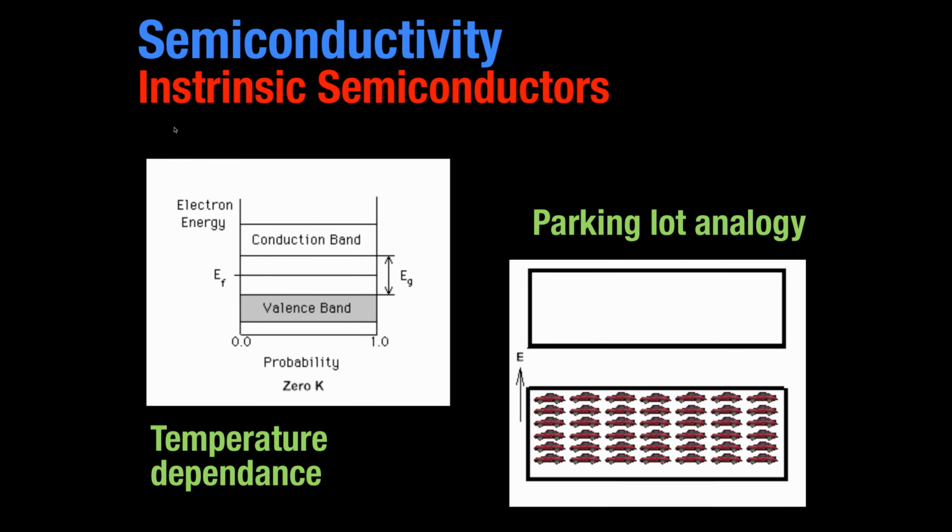So now we're going to talk about intrinsic semiconductors. Intrinsic semiconductors have a band gap where the valence band is completely filled and there's no impurities. So at absolute zero, it looks like this. If we then click on this, we can watch what happens as we start to promote electrons. So again, at absolute zero, we have nothing in the conduction band.